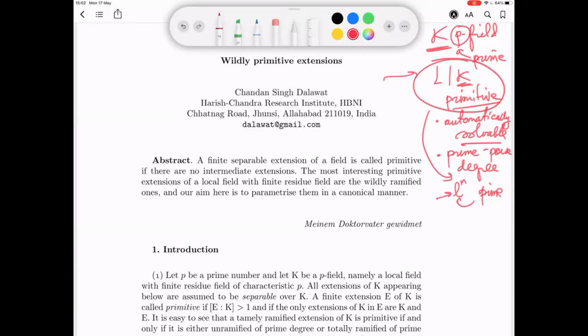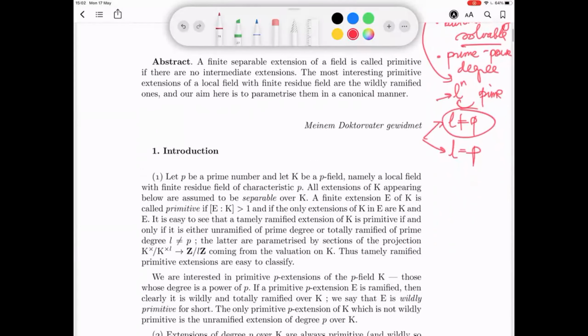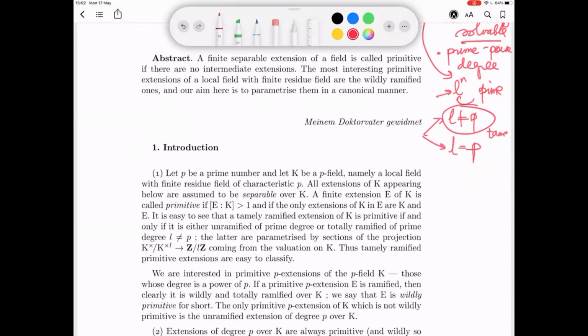Now, two cases naturally arise in such situations. L could be different from P, or L could be equal to P. So if L is different from P, we are in this thing called the tame case. And we know how to write down all tamely ramified extensions, right? So this is very easy. We have done it. I mean, it's not completely obvious, but we have done it, and everything can be made very explicit.